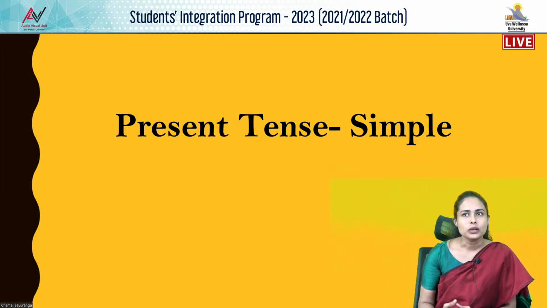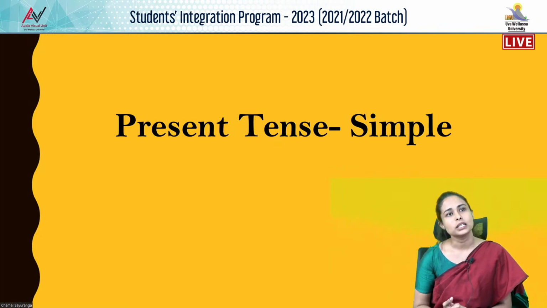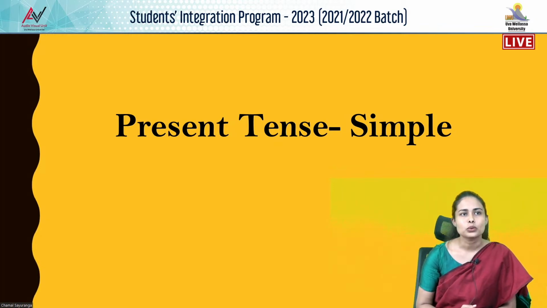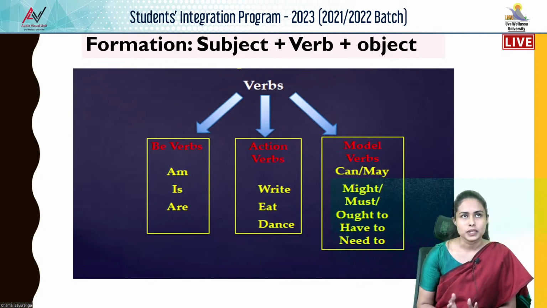Now we know that when it comes to a sentence structure in English language, English grammar, the sentence formation is subject plus verb plus object. We already know that, right? And when it comes to simple present tense, I just want to give a brief overview of the verbs related to present simple. We can divide verbs like that: be verbs, action verbs and modal verbs. We already know that modal verbs are there: can, may, might, must, ought to, have to and need to. It is a separate lesson, right?